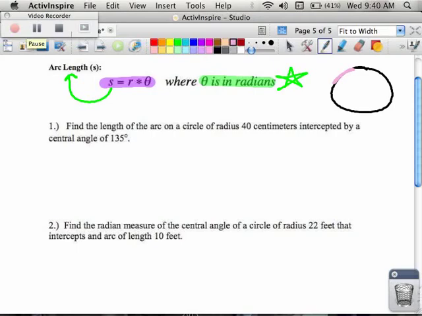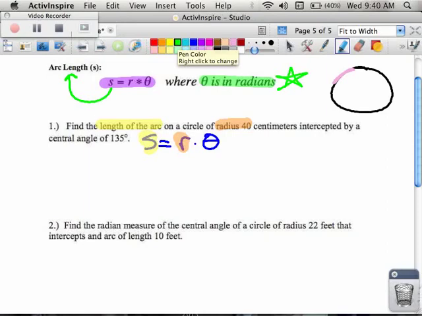In example number 1, it says find the length of the arc. Oh, that's the purple junk. So I start out with writing down S equals R times theta. They tell me that I'm looking for the arc length. That's this. They tell me the radius is 40. That's this. And they also tell me that the angle is 135. That's this.